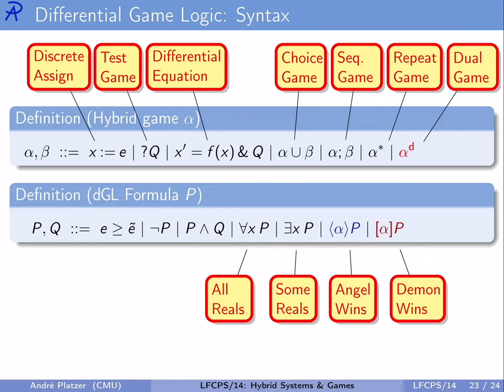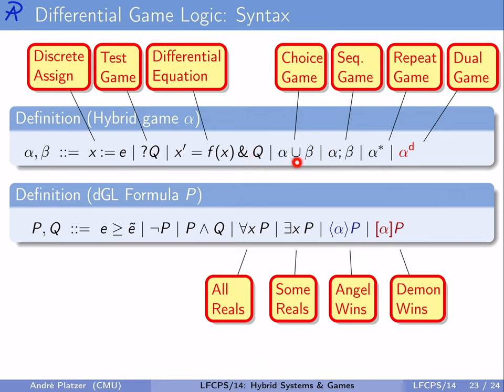Let's summarize. What we've seen is the hybrid games programming language. We had, again, discrete assignments for atomic change that takes no time. Test or challenge games, where we're testing a logical formula Q to check whether it's true. Differential equations within evolution domain constraints, where we evolve for an arbitrary real number duration that Angel gets to decide, while making sure Q is always true.